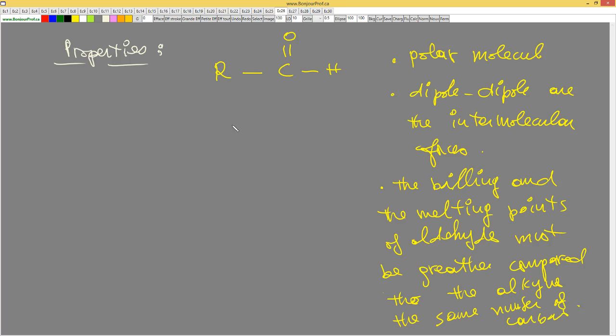What can we say about aldehydes? Aldehydes, as we said, are polar. They are used as solvents in a wide range of applications.